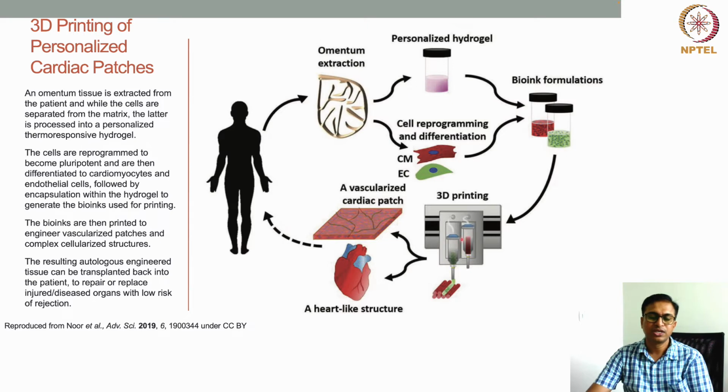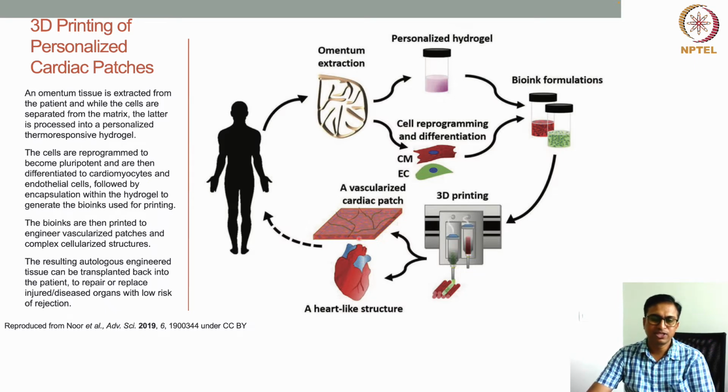Then they have used a dual extrusion bioprinting method to print that structure. Suppose the blood vessels can be printed like this, and then the cardiomyocyte bioink can be used for printing the structure. So that can be used to make a cardiac patch with embedded vasculature, and also it can be used for a heart-like structure, right?